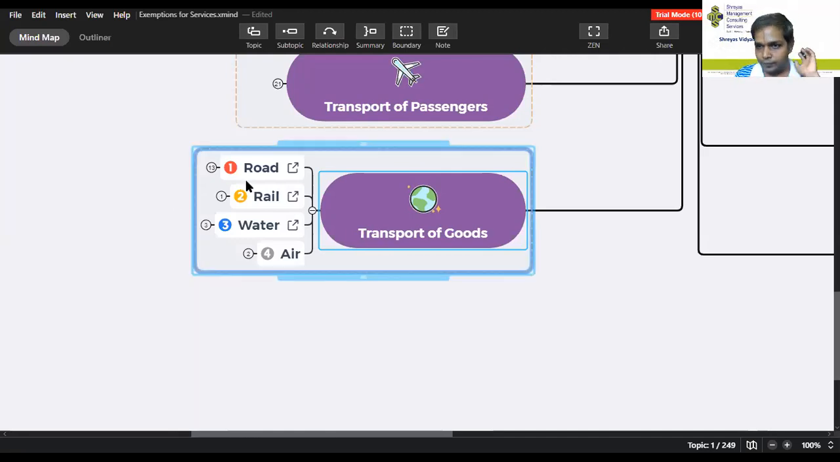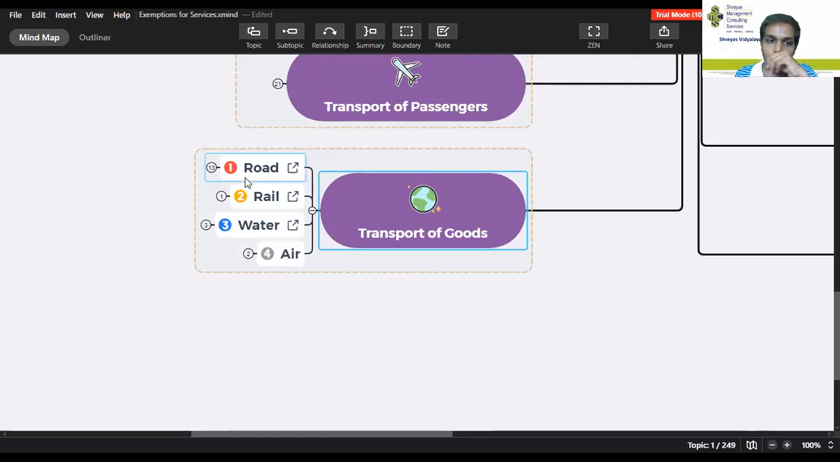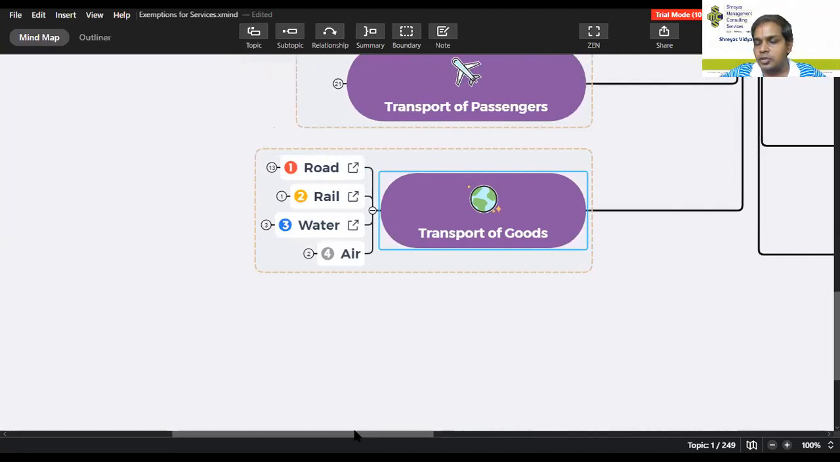So let's look at road. Okay. So transportation of goods through road. Okay. Now, how can you transport through road? You can put it in the chat box. What are the various ways of transportation through road?